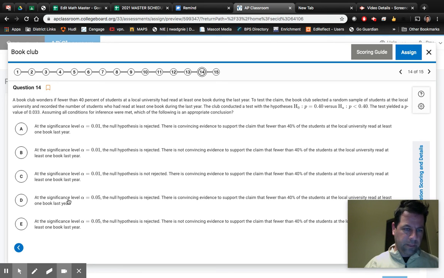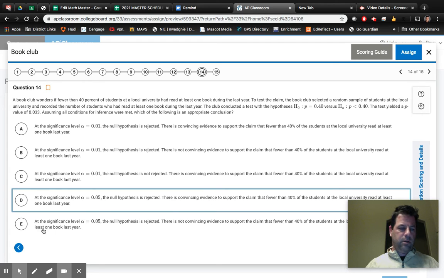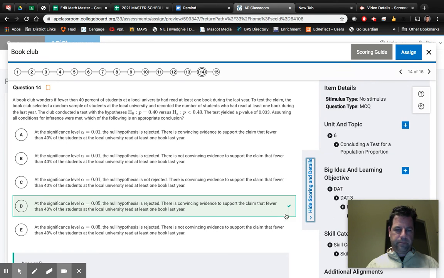That doesn't work. 0.05. Now we're less. It's rejected. There is convincing. I like this one. At the 0.05, it's rejected. There is not. No, I like this one. D. They like that one too. I like it when we agree.